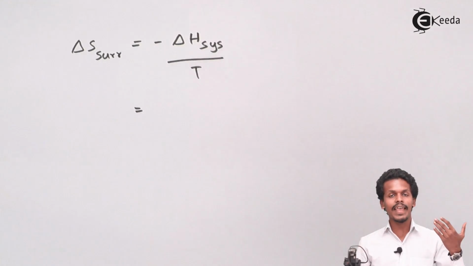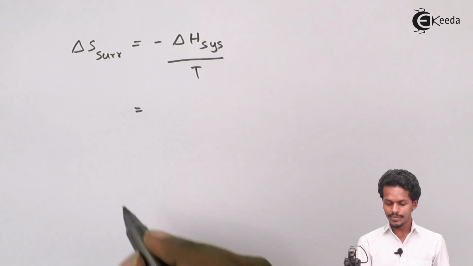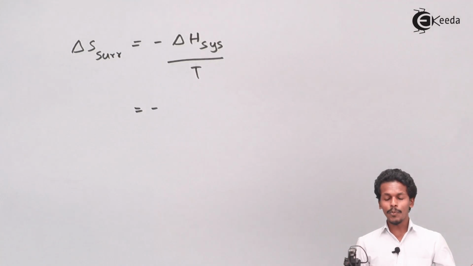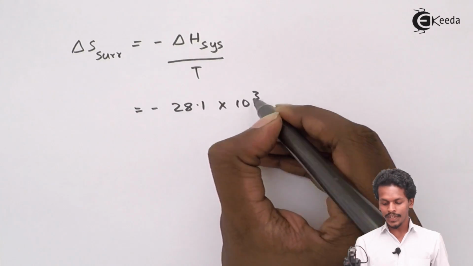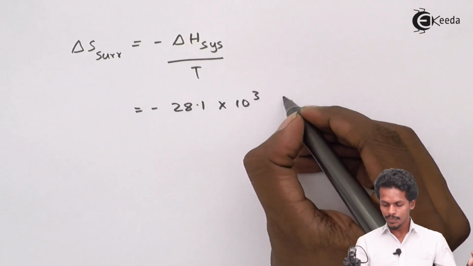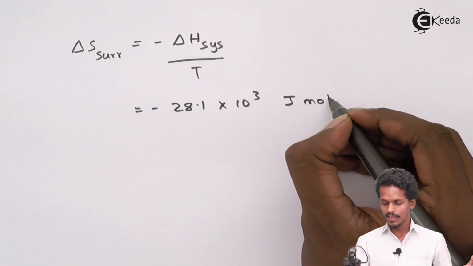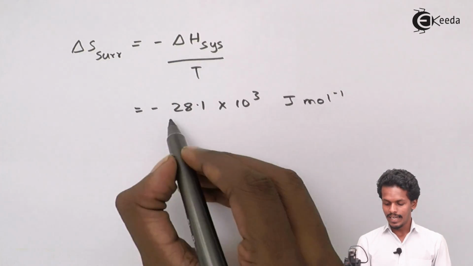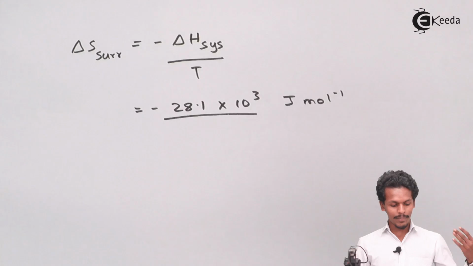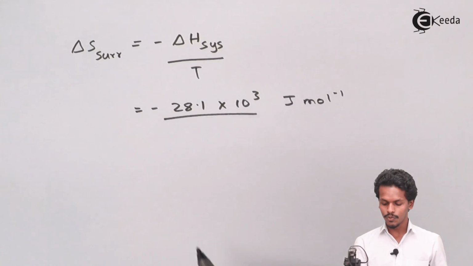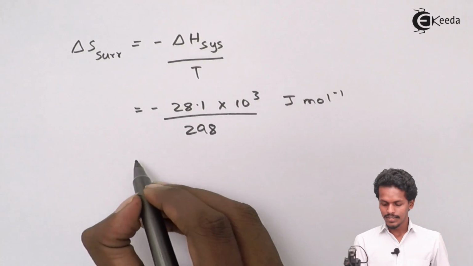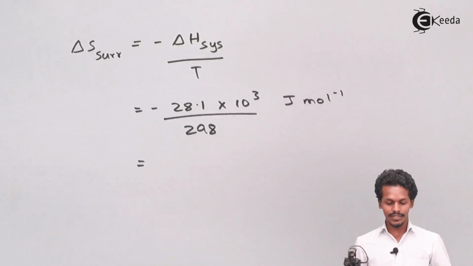the entropy change of the surrounding is equal to minus delta H of the system divided by the temperature. So in this case the enthalpy change of the system is given as 28.1 into 10 raised to 3 joules per mole, divided by the temperature, and the temperature in this case is 25 degrees Celsius, but when converted into Kelvin, it was found to be 298.